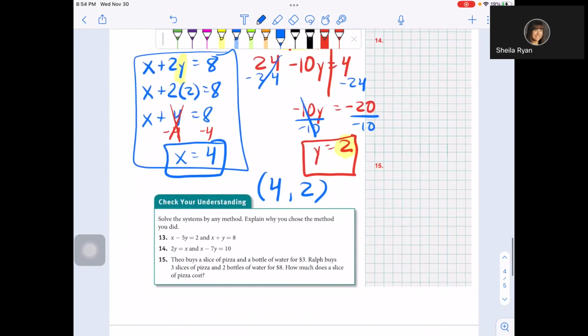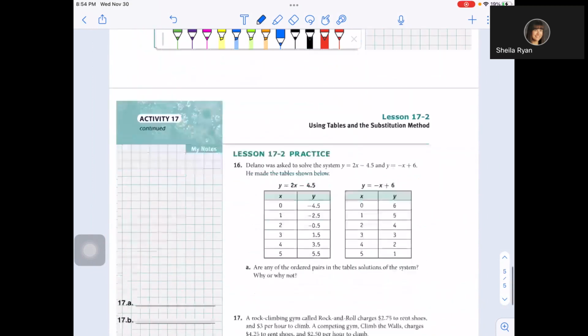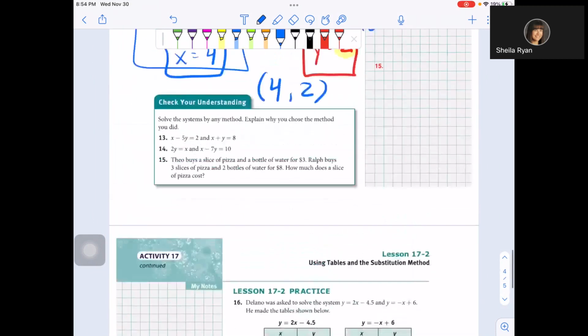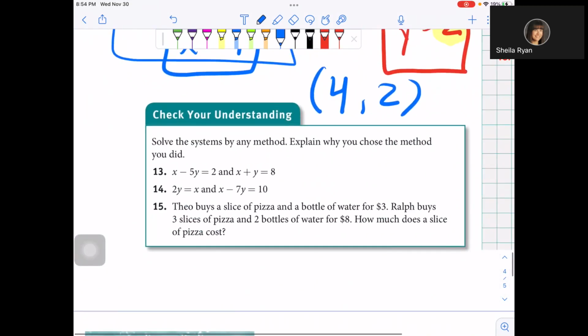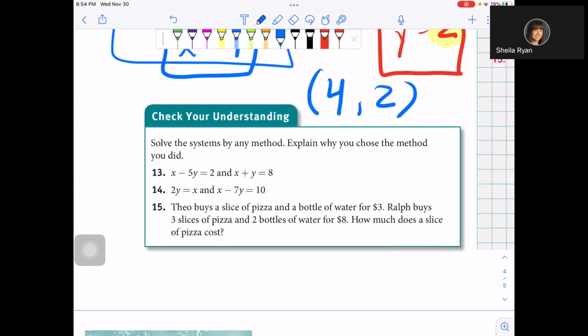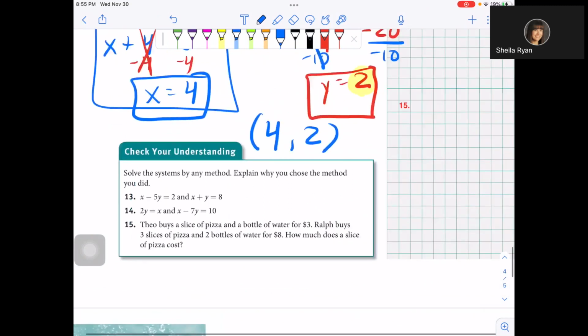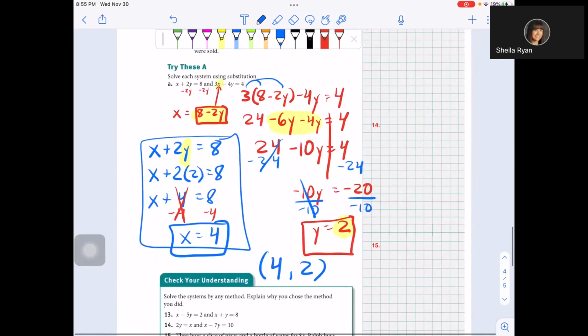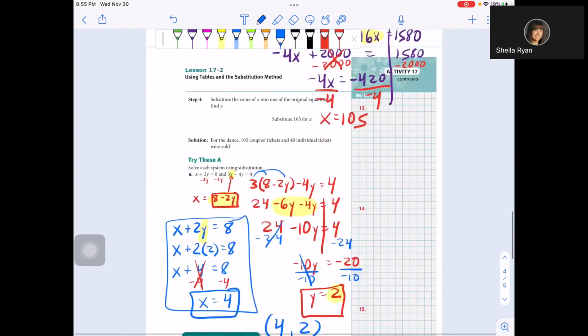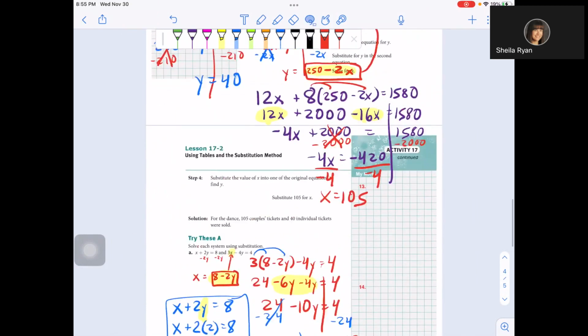Number 13 at the bottom. So probably we'll just finish these three. Yeah, and maybe stop there. Solve the systems by any method. Explain why you chose that method. So we'll just solve those. I'm gonna write this up here. 13. Let me space this a little bit.